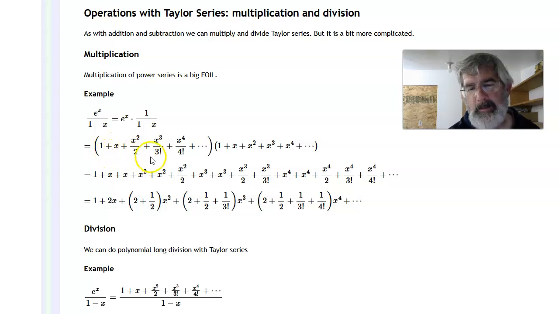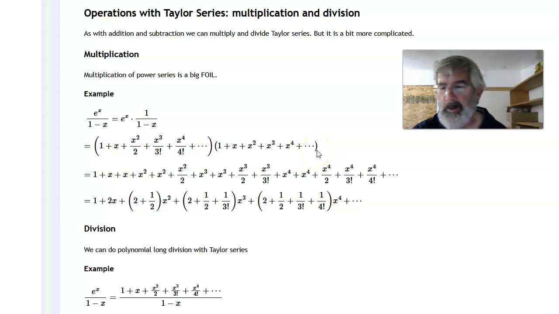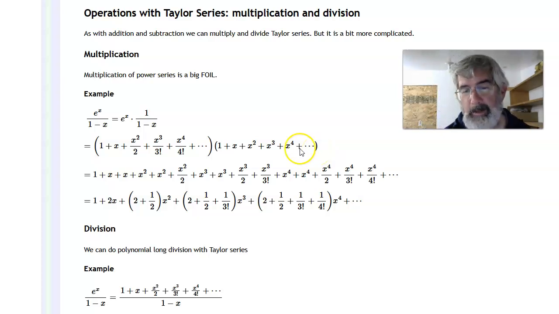In terms of Taylor series, or Maclaurin series in this case, e to the x is 1 plus x plus x squared over 2 plus x cubed over 3 factorial plus x to the fourth over 4 factorial plus and so on. And then the 1 over 1 minus x is the ice cream theorem, right? This is 1 plus x plus x squared plus x cubed plus x to the fourth and so on. And what I want to do is multiply them together. So every term in this first series has to be multiplied by every term in this second series.